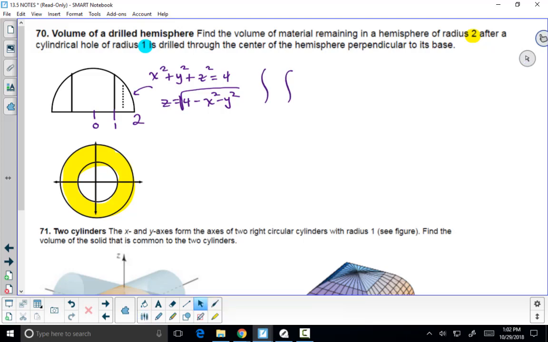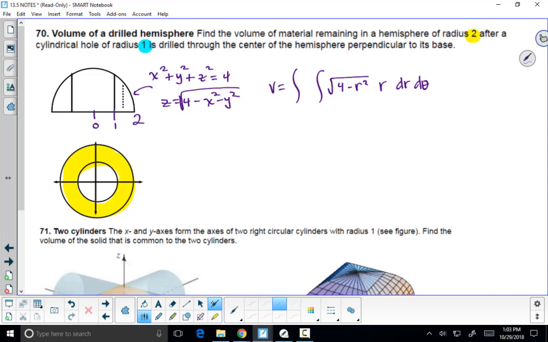And let's convert over to cylindrical. So our volume is going to be the square root of 4 minus r squared. The lower, again, is just 0. And then we have r, and our polar differentials are r dr d theta. Why is it not r dz? Because we did a double integral instead of a triple. If we did a triple, it would be r dz dr d theta, but then that would be in the limits. So you just eliminated that step.